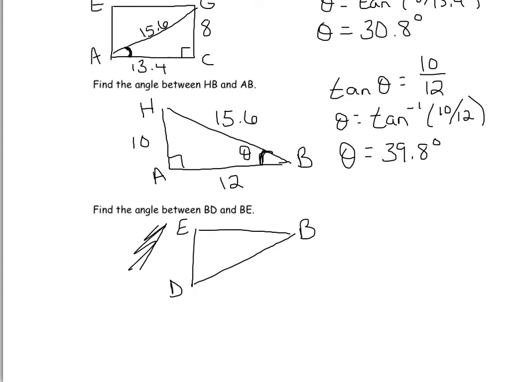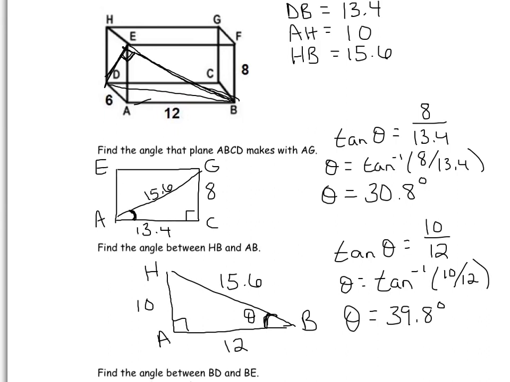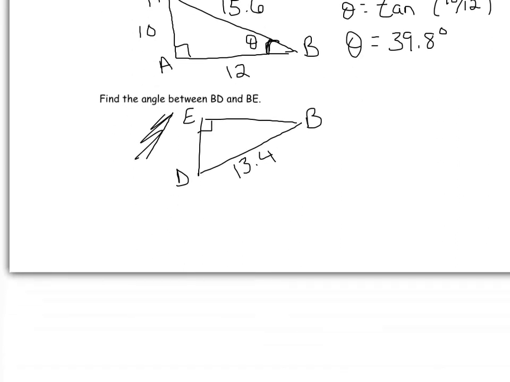Do we know anything about any of those lengths? If we look up, DB was 13.4. DE. Oh, that's the diagonal of one of those sides, which was the same as AH. So DE is going to be 10. And we're trying to find the angle between BD and BE. So we're looking for that angle.